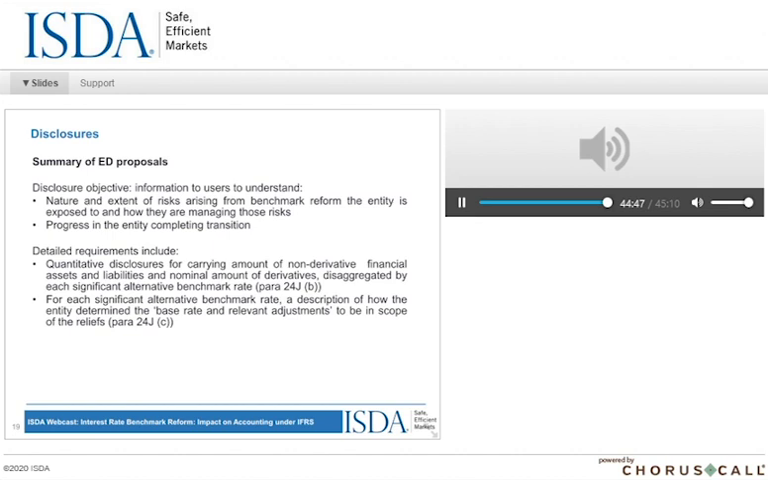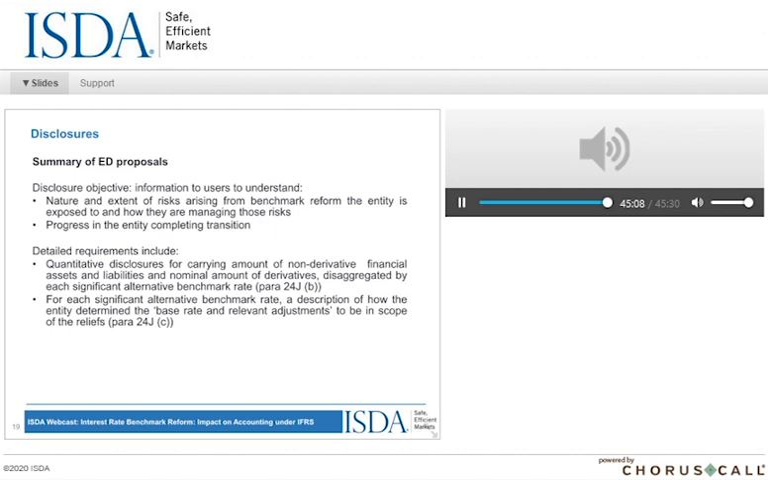Additionally, the ED proposed an entity should describe, for each significant benchmark rate to which it is exposed, how the entity has determined the base rate and any relevant adjustments to that rate, including any significant judgments the entity made in determining whether the conditions to application of the release discussed throughout this webcast are met.